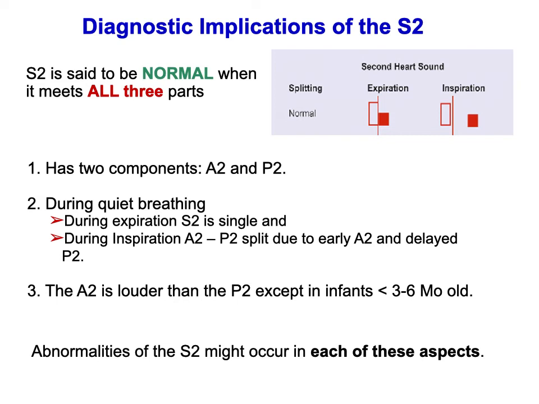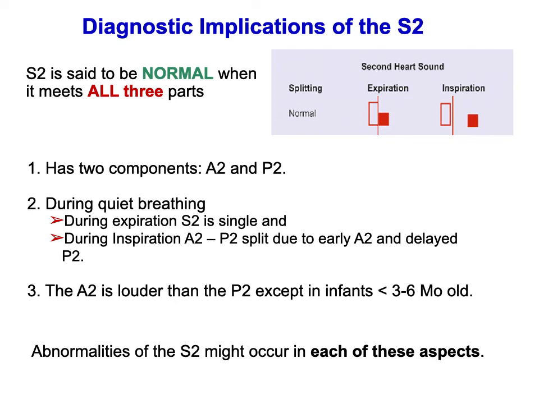So coming back to the second heart sound, a normal second heart sound has to fulfill three criteria. One is that it has to have two components, A2 and P2, that is, the aortic component and the pulmonary component. Second, during quiet breathing, you know what happens during inspiration. There is more blood coming to the right side of the heart, so pulmonary ejection would be delayed. So the A2-P2 split would be more during inspiration as compared to an almost single heart sound during expiration, when the pulmonary component comes earlier, as I have shown in the diagram also.